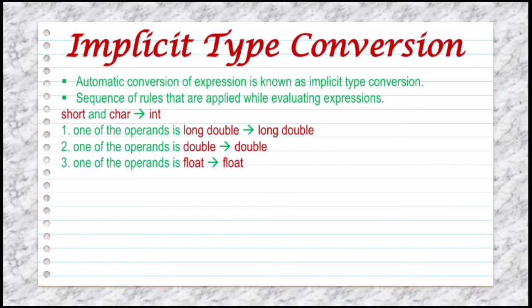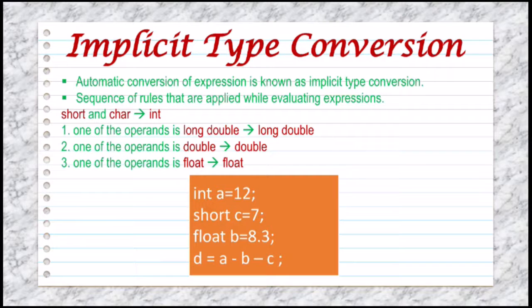Third one, else if one of the operands is float, the other will be converted to float and the result will be float. So in the example, we have declared a as integer, c as short and b as float. So while calculating, because short is present and float is present, the answer will be a floating number.